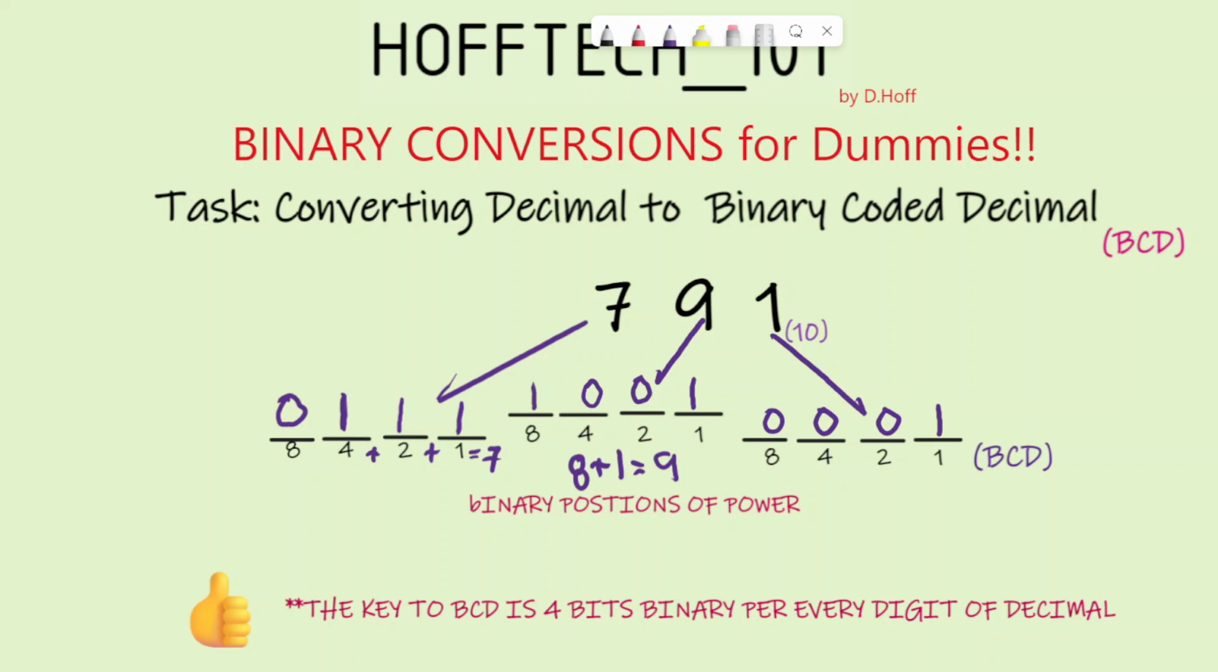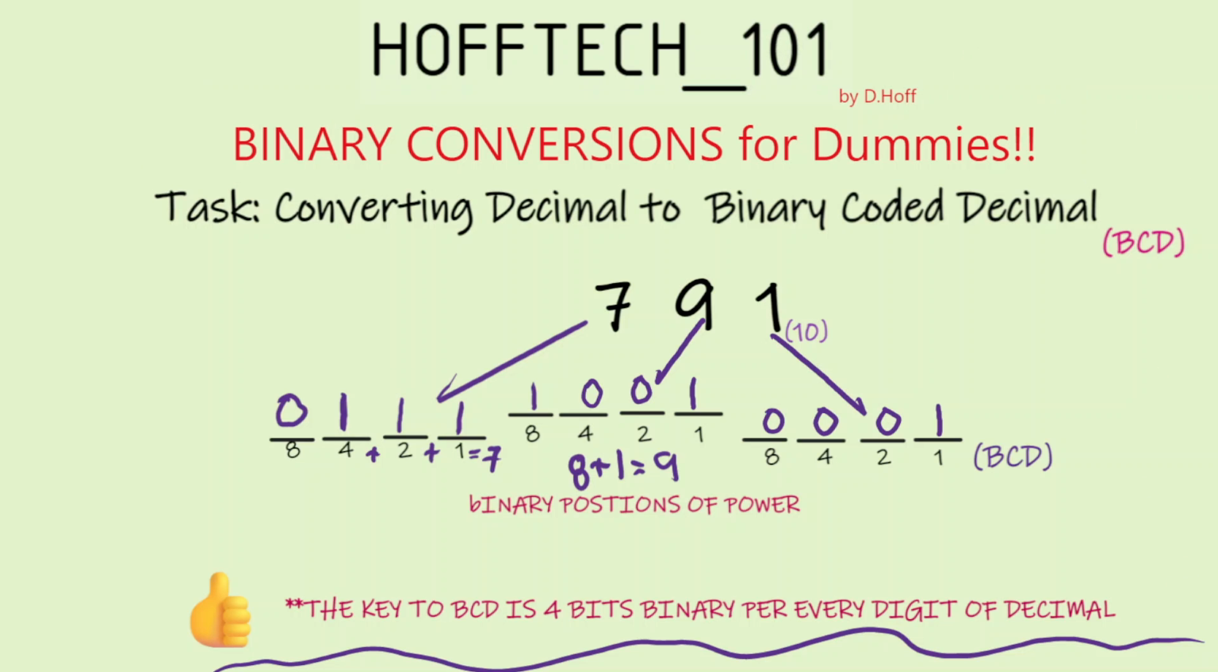So now when I look at this, the key to binary coded decimal is 4 bits of binary for every digit of decimal. Again, this is one video in a series of binary conversions for dummies.